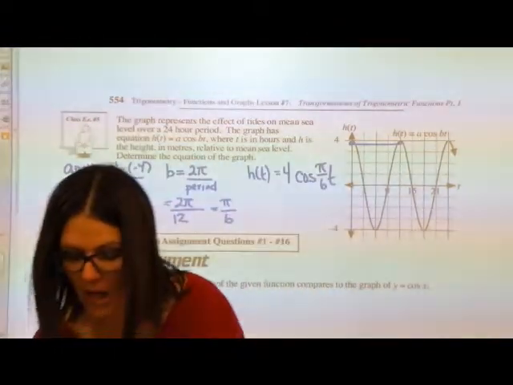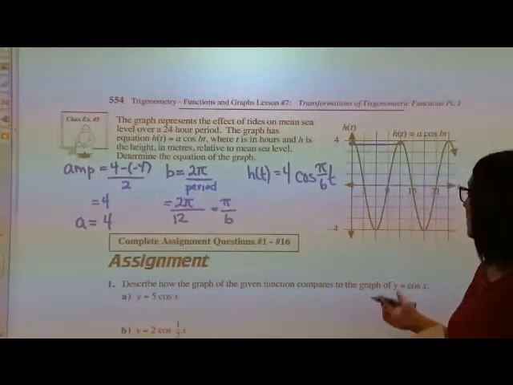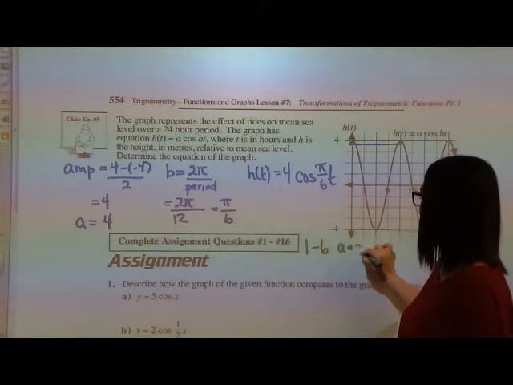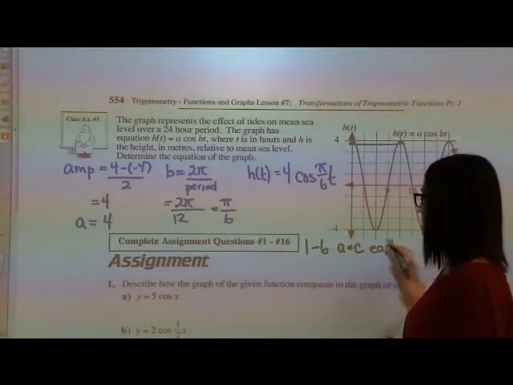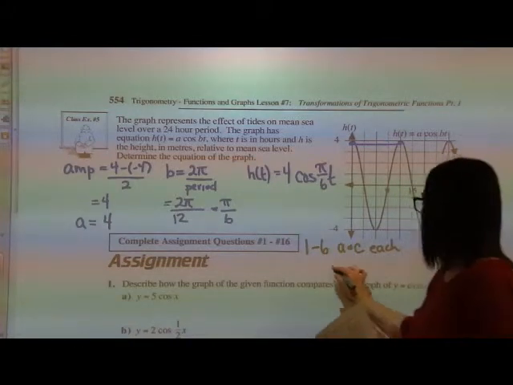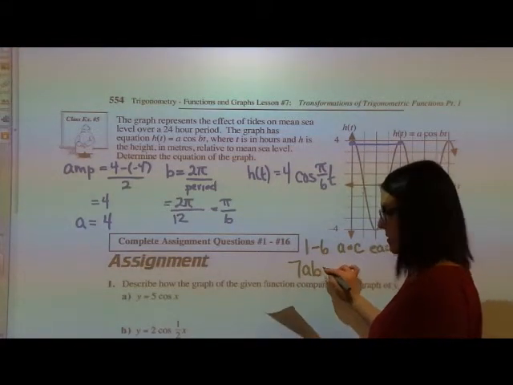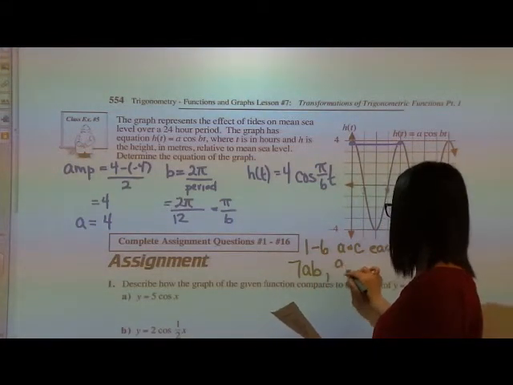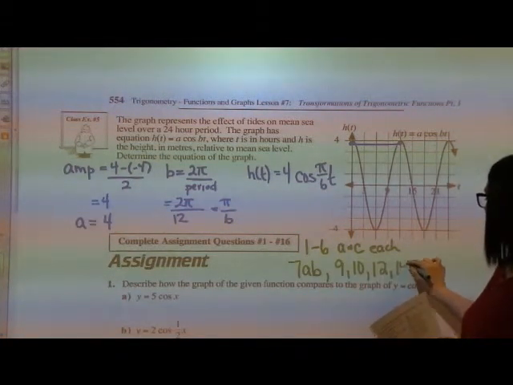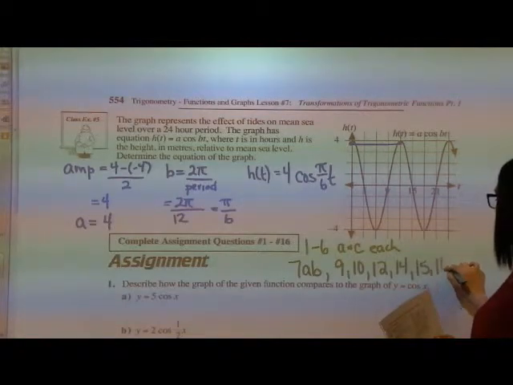So the questions that I want you to work on, for questions 1 to 6, A and C from each. Because again, it's just that review on the transformations, the stretches and such. 7, A and B. 9 and 10. 12. And then 14, 15, and 16.